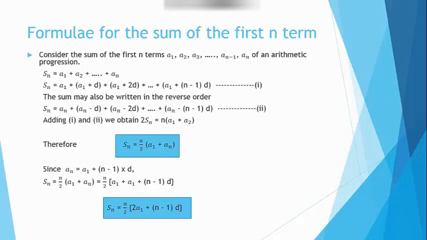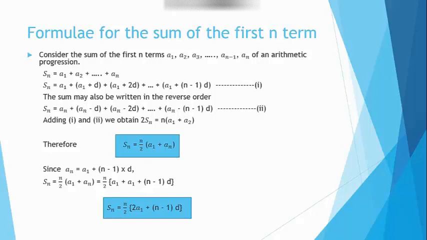So we'll be deriving two formulas for the sum of the first n terms. Let's start. Consider the sum of the first n terms a1, a2, a3 up to a(n−1), an of an arithmetic progression. The sum of n terms is given by adding all the terms of the sequence, which gives us Sn equals a1 plus a2, a3 up to an. In between a2 and an we have a lot of terms, which can be any terms like a2, a3, a4 and so on.